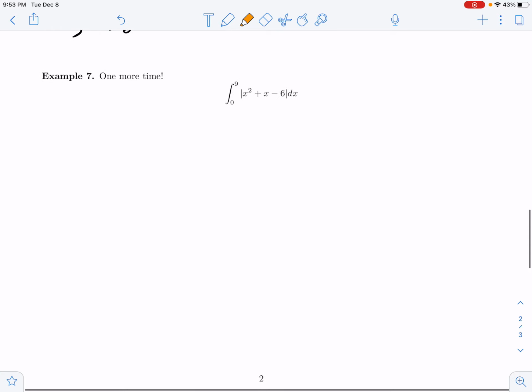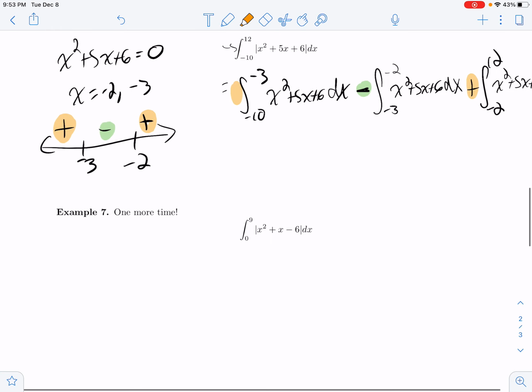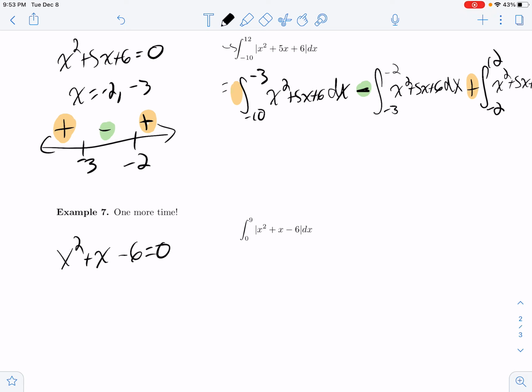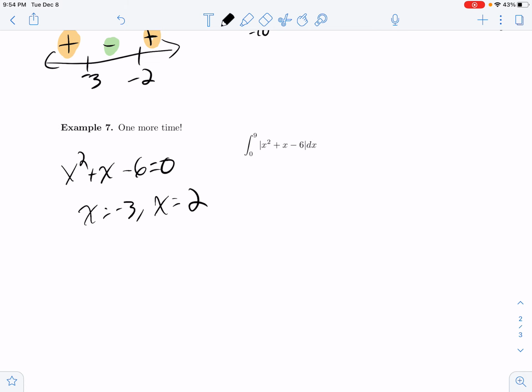All right, one more for the road. Well, two more, I guess. Same thing here. We set this equal to 0. X squared plus x minus 6 equals 0. And you get x equals -3, x equals +2. Those are my two roots. All right, make our sign chart. -3, +2. Right? And this is, again, a smiley parabola, so we're plus, minus, plus. All right? And I only want to go from 0 to 9.